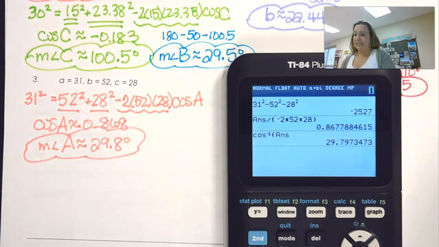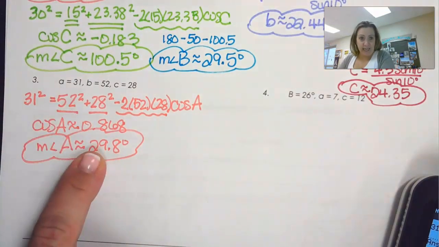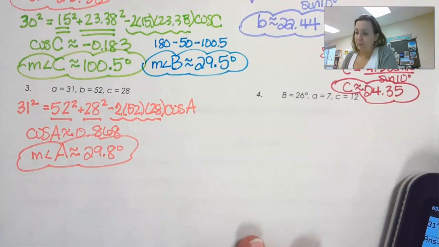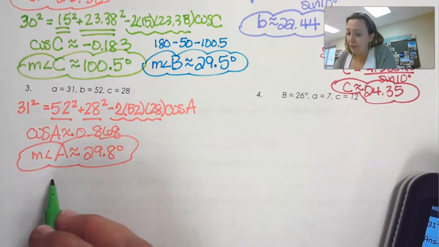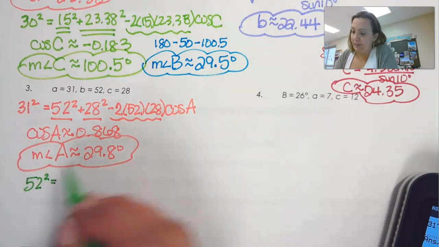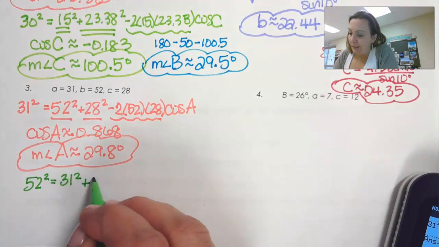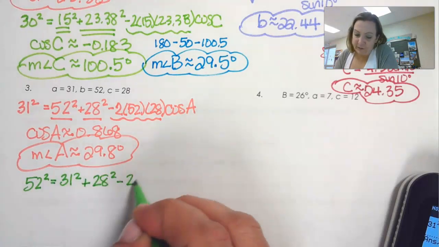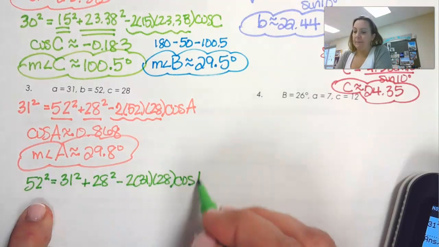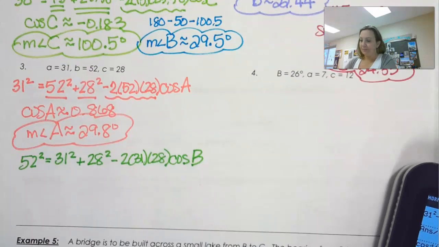So then I can find another angle. Again, even though it's tempting to set up with the law of sines, it's a bad plan because there might be an obtuse angle that the law of sines won't tell us about, okay? So let's try to use angle B. So I have 52 squared equals 31 squared plus 28 squared minus 2 times 31 times 28 times the cosine of B. Since 52 corresponded to side B, we're looking for angle B.